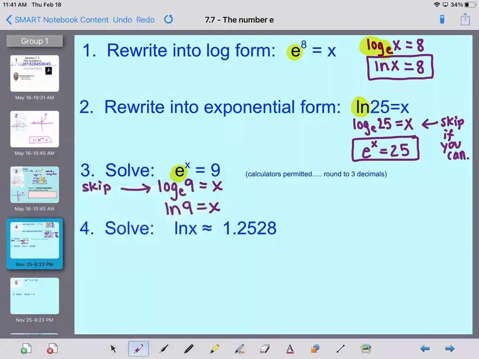So grab your calculator, find the LN button now. The LN button should be very near where your E button was. And put in LN of 9. You should be getting 2.197224577. It keeps going on and on. Yeah, Uday, that's correct for 4.